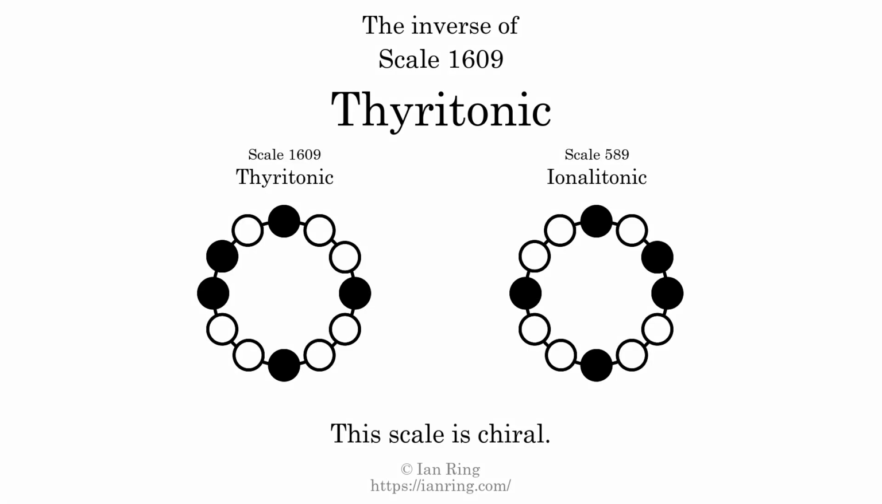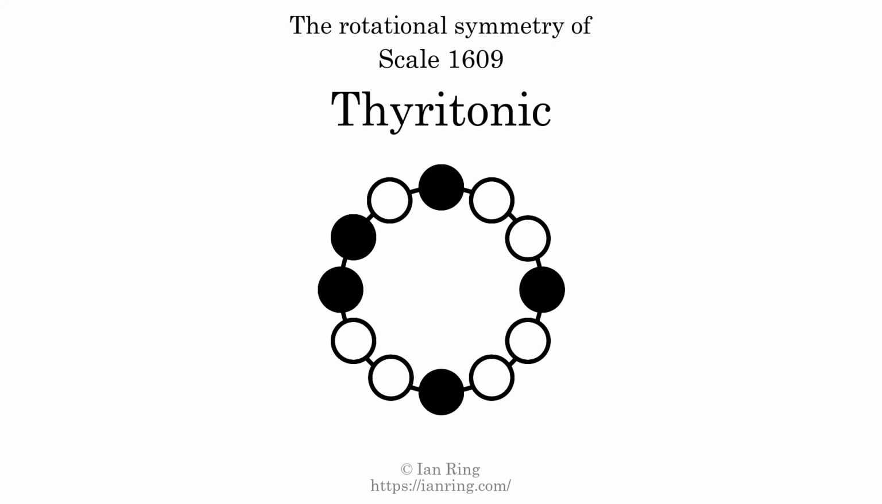The inverse of a scale is a mirror image. It is what you get when the sequence of intervals is reversed. The inverse of this scale is scale 589, also known as ionelotonic. This scale is chiral. It cannot transform into its inverse by rotational transformation. This scale has no rotational symmetry.